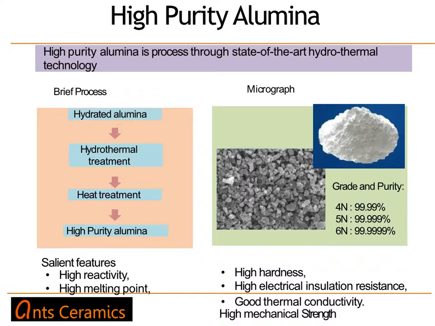So high purity alumina is processed through state of the art hydrothermal technology, generally hydrated aluminas by hydrothermal treatments, and then these are heat treated to make very high purity alumina. Many a time the solvent process is also adopted for manufacturing this kind of products.